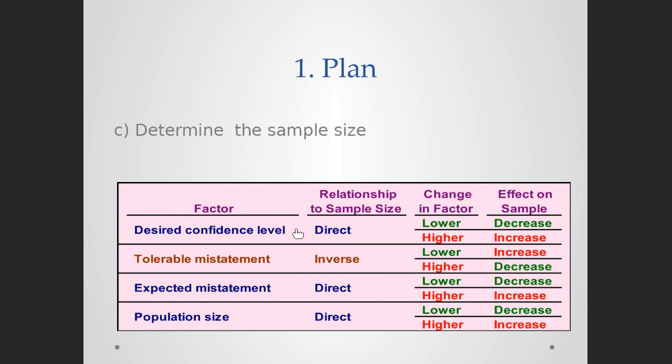Okay? That's what we mean by confidence level. When we say 95% confidence level, what is the sampling risk? What percentage is the sampling risk? 5%. What does it mean when we say 5% sampling risk? 5% risk of having a non-representative sample, right?